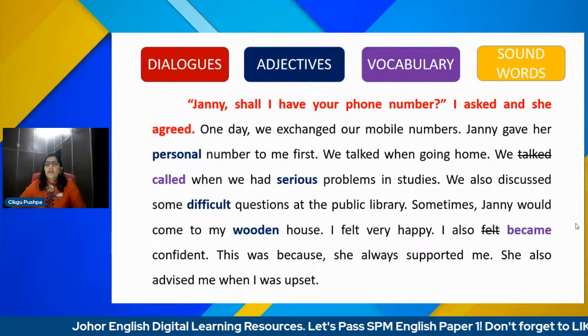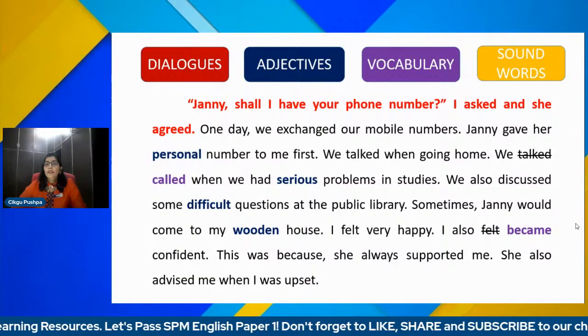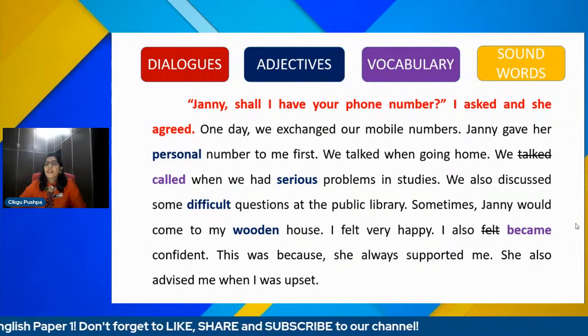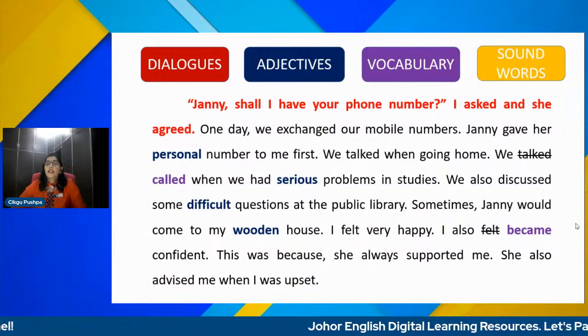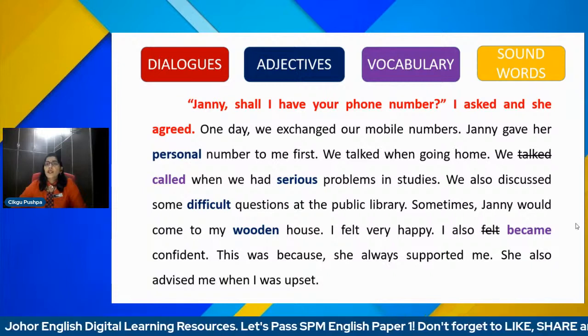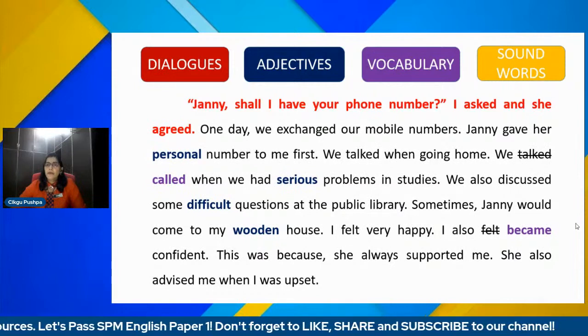Good. We talked when going home. We talked, you notice that you're using the word talked again and again. So here you can change the word talk to call. So this is how you are modifying your paragraphs, right? So we called when we had, okay, what kind of problem? Serious problem. Try to bring in an adjective here. We had serious problems in studies. We also discussed some difficult questions at the public library.